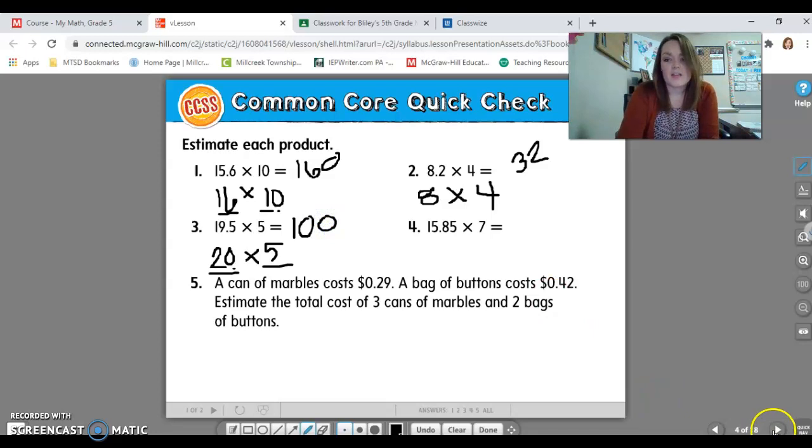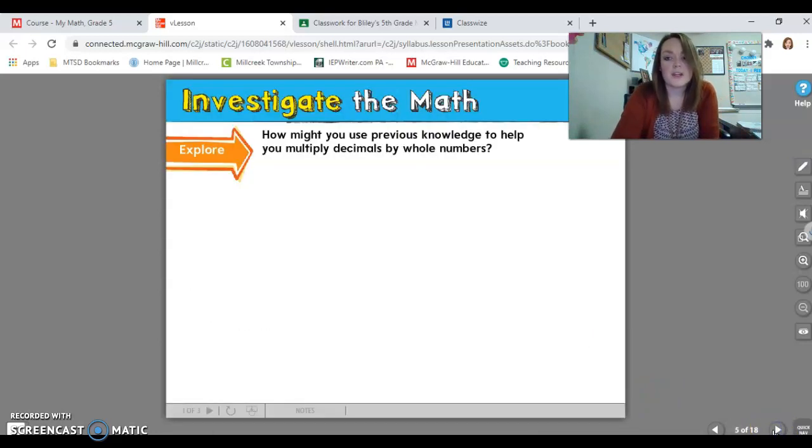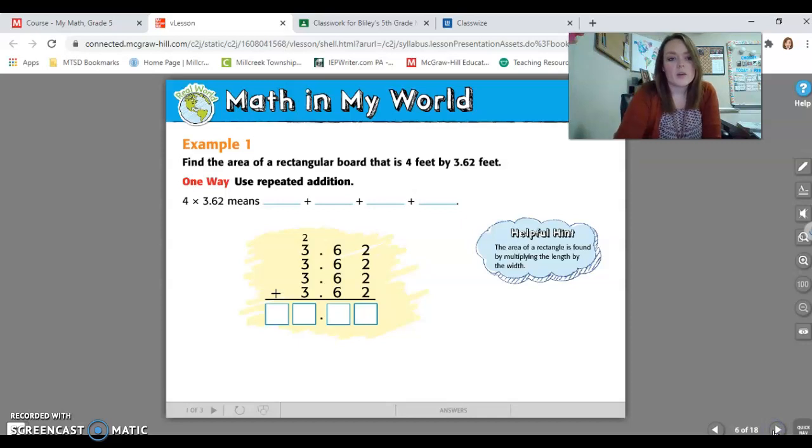All right, so today's lesson, we are going to be using repeated addition and multiplication to solve multiplying by decimals equations. So let's look at example 1. You can follow along in your textbook. Example 1, find the area of a rectangular board that is 4 feet by 3 and 62 hundredths feet.